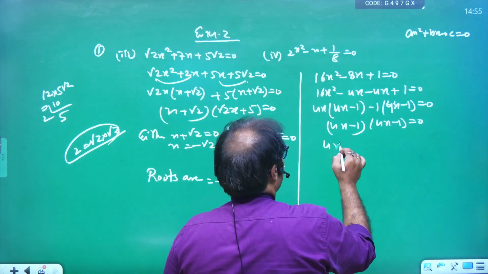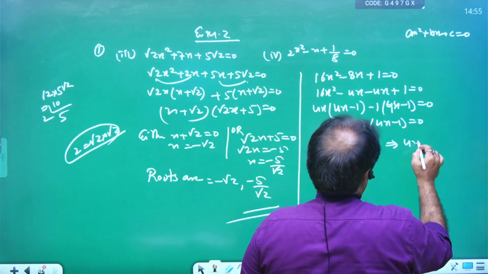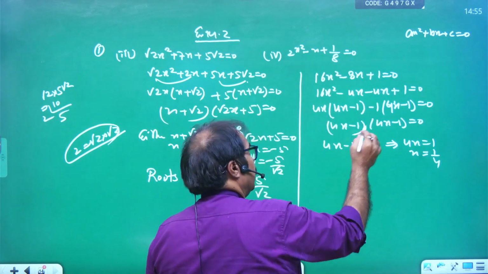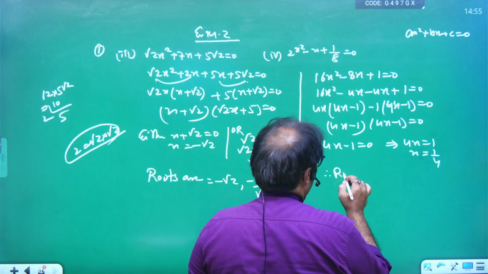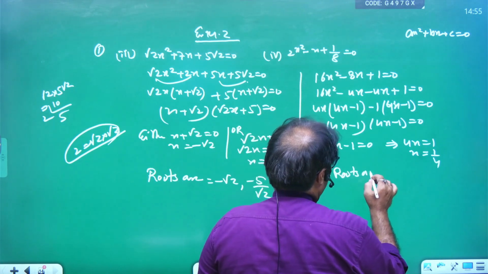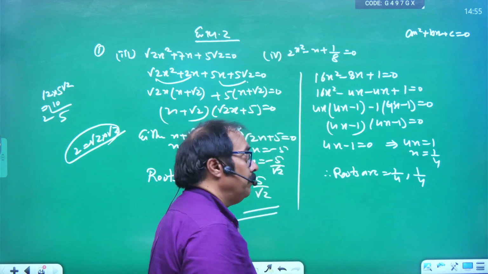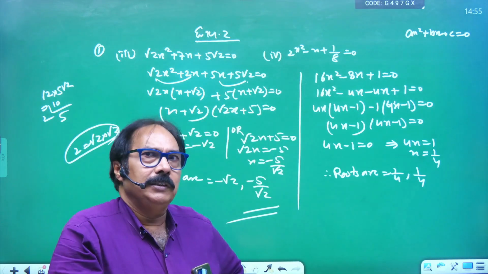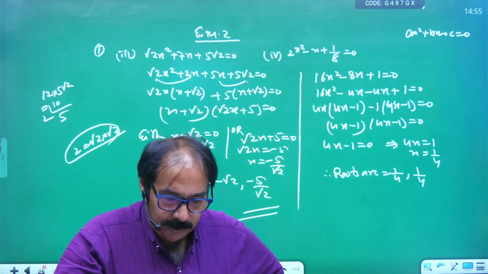So it means that 4x minus 1 is equal to 0. This implies that 4x is equal to 1, so x is equal to 1 by 4. In this factor also we will get the same value. So anyhow we will write the roots are 1 by 4 and 1 by 4, because it is a quadratic equation. Quadratic equation means there will always be two values of x, which are called roots. Okay.